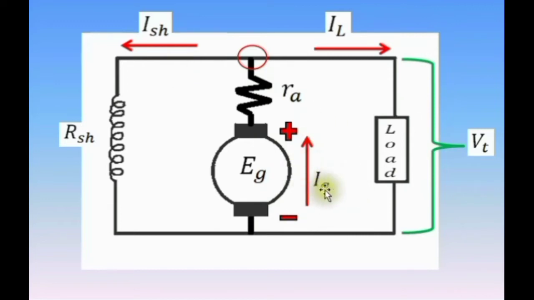Another thing, armature current is always greater than the load current. Not all of this current will flow to the load. A part of it will be used to supply the shunt field winding.